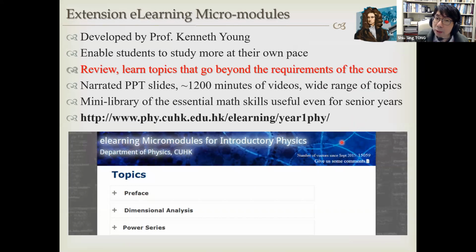Now we have some e-learning support for this course. The first is the e-learning micro modules developed by Professor Kenneth Yang. These e-learning modules are mostly beyond the syllabus of the course, but they enable more capable students to learn at their own pace. It helps you to review the topics learned in this course, and also helps you to learn for yourself the topics that go beyond the requirement of the course.